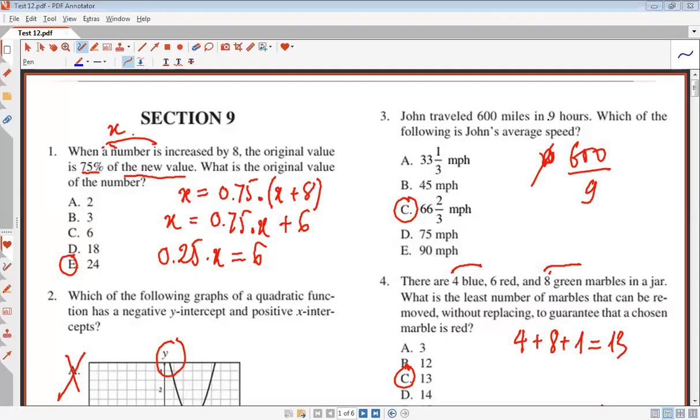Hello, we continue session 9. Actually, I forgot that there are some questions that I have not finished yet. We will continue with question number 10.